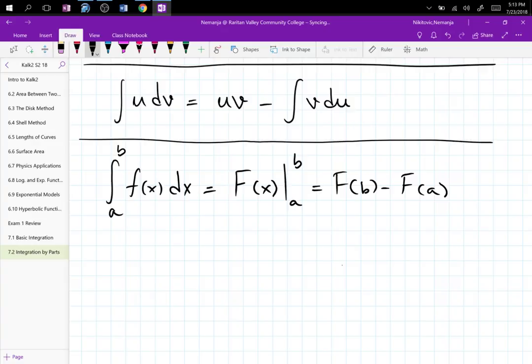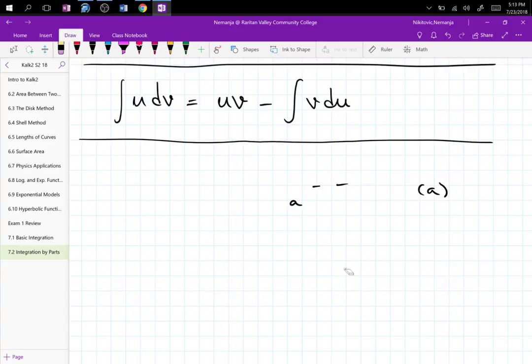Let's take a look at... Hold on. Before we do any of this stuff, I'm going to erase this and go back. I forgot to talk about ln.